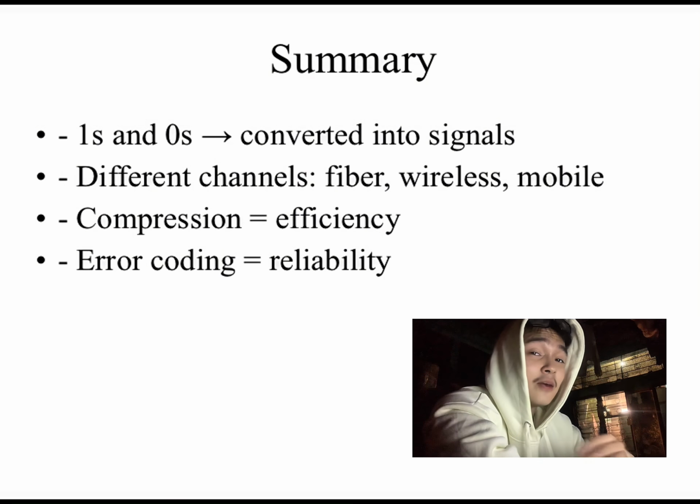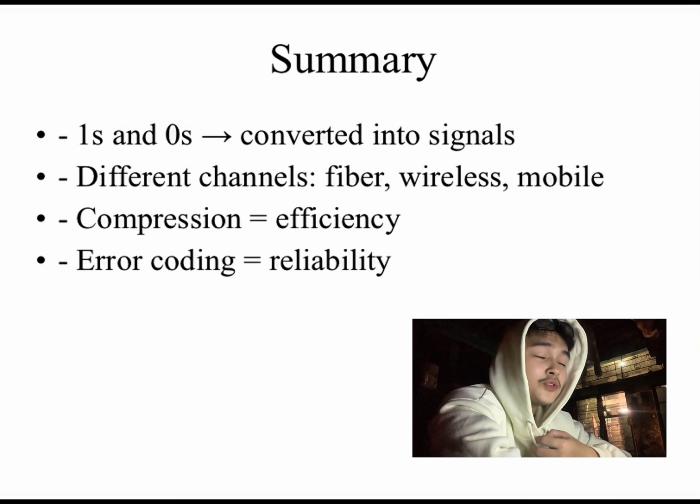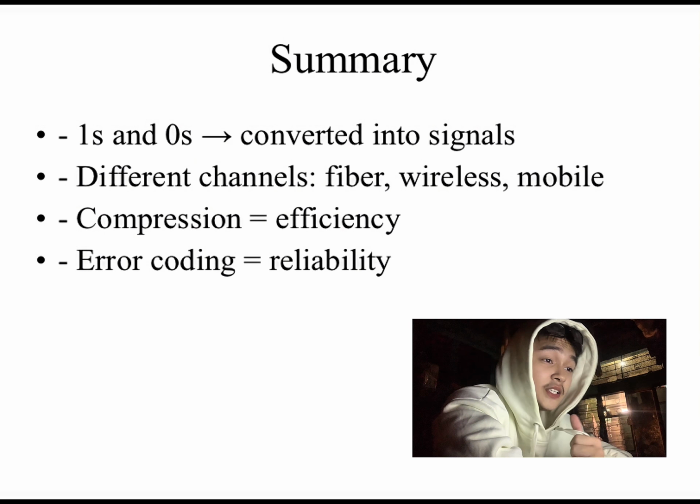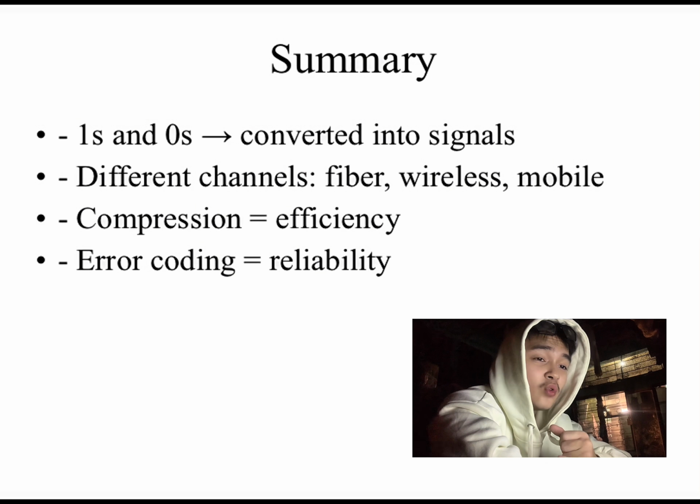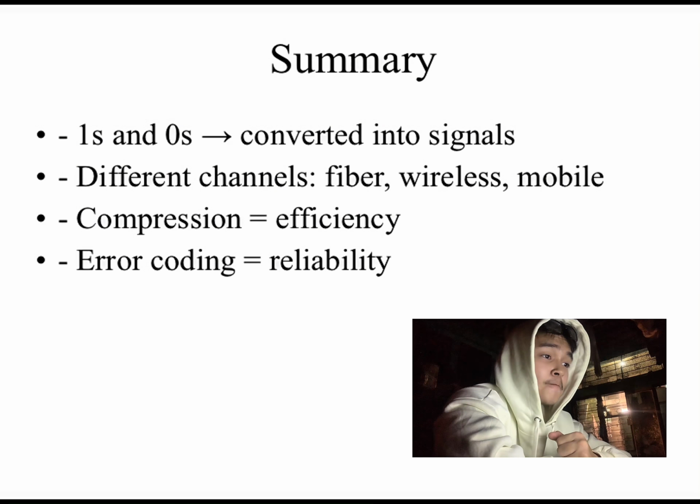And the next slide is summary. So to sum it up, digital communication starts with ones and zeros, turns them into signals, sends them through channels like fiber, wireless, or mobile, and then uses compression for efficiency and error coding for reliability. That's the basic flow of how it all works.